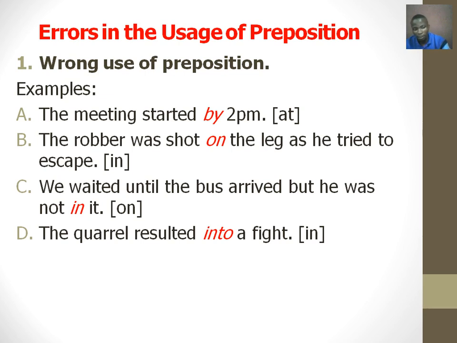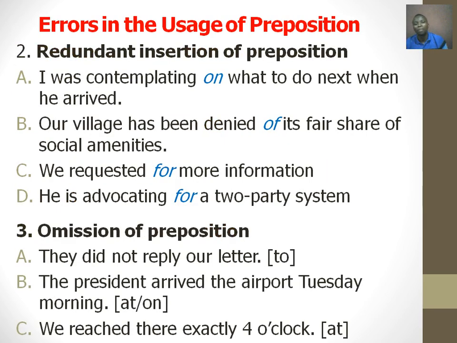Example D. The quarrel resulted into a fight. I've heard 70% of persons use that. The quarrel resulted into a fight. Yes, we may have quarreled. Yes, we may have fought in the process. But the quarrel did not result into a fight. It rather resulted in a fight. So the correct preposition there is in, while the wrong one, into, is displayed on the screen for you in red color.